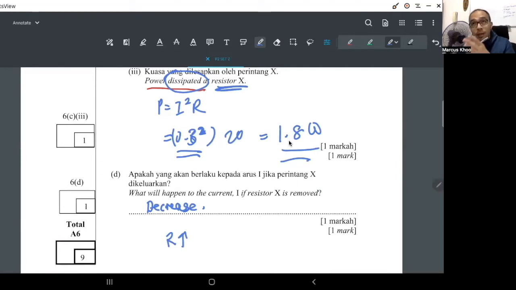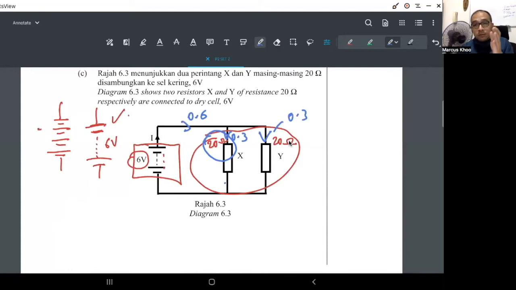When you connect resistors in series, the more you add in, the bigger the resistance becomes. But when you connect resistors in parallel, not in series, the more resistors you add in, the smaller the resistance becomes. So that's a very fundamental difference between series and parallel circuits. The more resistors you add in a parallel circuit, the more the current increases, because the total resistance will keep decreasing. That's the magic of parallel circuits.